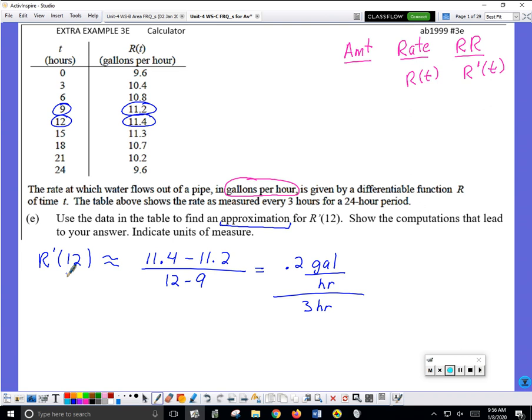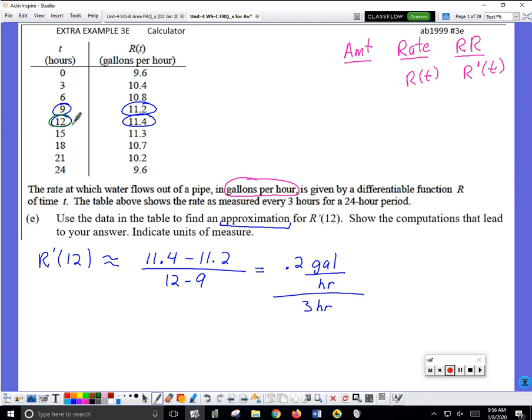Okay, please, Abby. Would it be a better approximation if it ended on the secant slope from 12 to 15? I agree with you that that would be a better approximation. They don't require you to do that. Okay. However, you can do this.